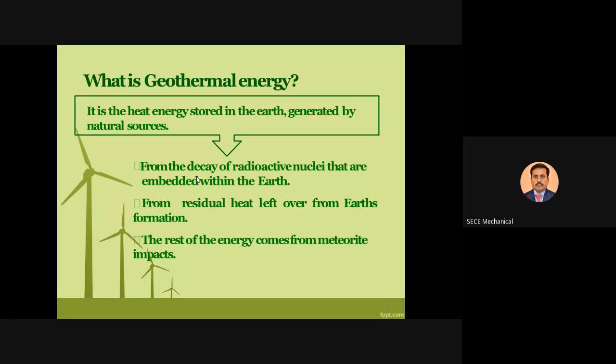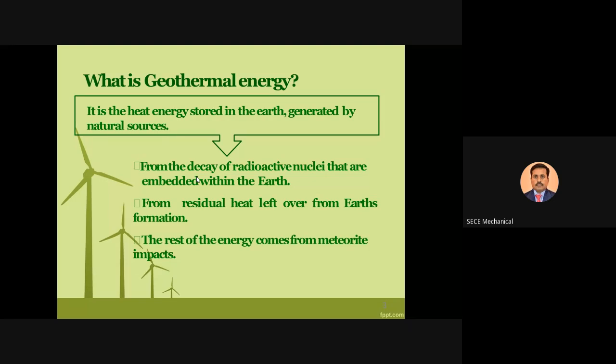So first we will see what is meant by geothermal energy. It is one type of renewable energy. It is heat energy. The name itself has the meaning: geothermal. It is heat energy stored in the earth, that is the geo part. Geo means earth. So the heat energy, the thermal energy stored in the earth, can be used to generate power. It is heat energy stored in the earth, generated by natural sources. So it is a natural source.